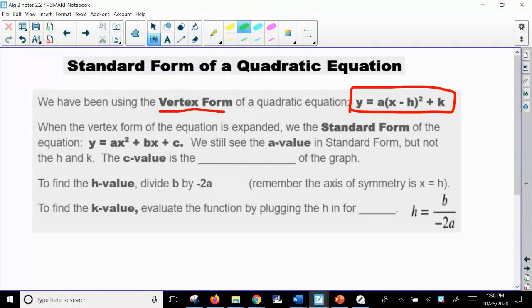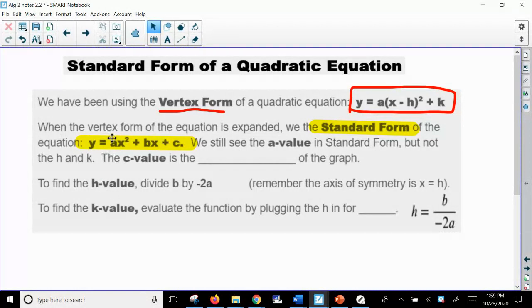However, not all equations are in vertex form. A lot of times they are in standard form, which looks like this. So basically, if I took the vertex form of an equation and multiplied it out, did order of operations by getting rid of my parentheses, doing exponents, etc., I would get an equation that resembles this.